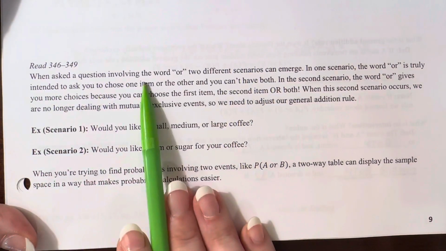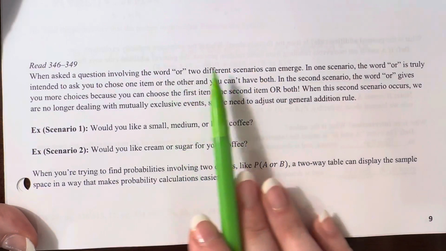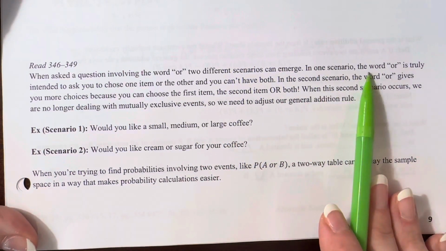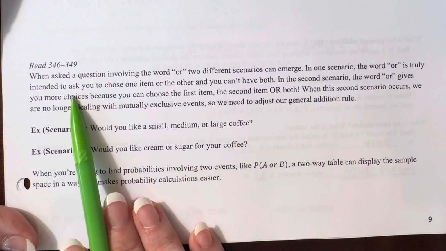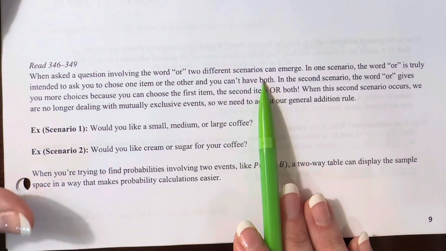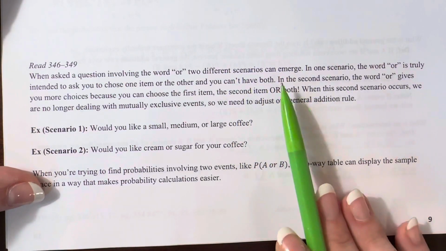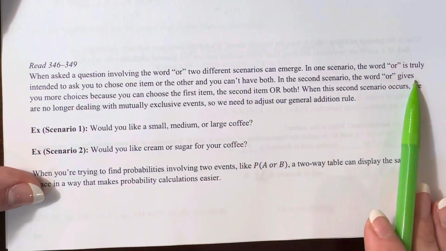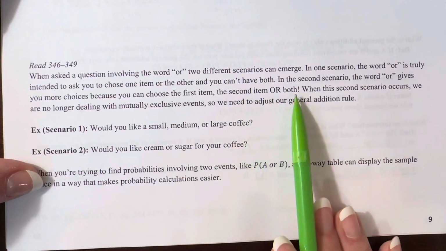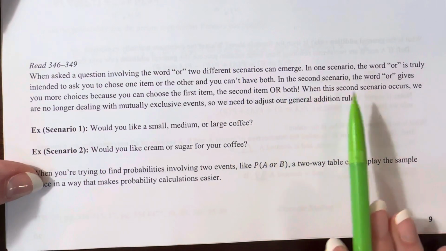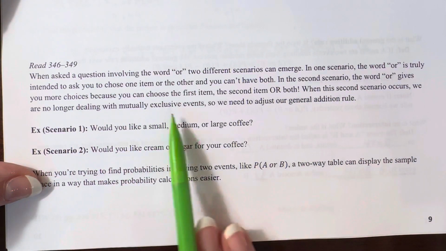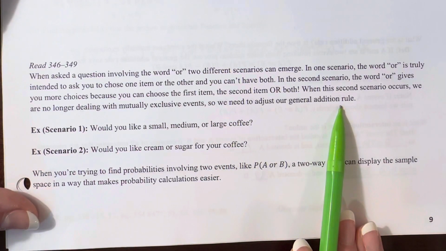When asked a question involving the word or, two different scenarios can emerge. In one scenario, the word or is truly intended to ask you to choose one item or the other, and you can't have both. Those would be our mutually exclusive situations. In the second scenario, the word or gives you more choices because you can choose the first item, the second item, or both. When this second scenario occurs, we are no longer dealing with mutually exclusive events, so we need to adjust our general addition rule.